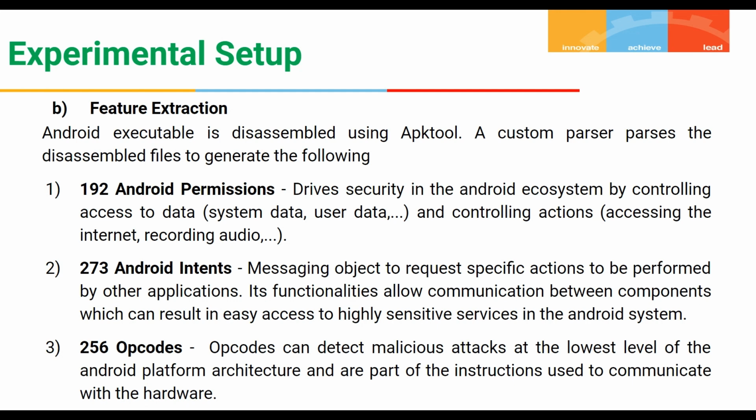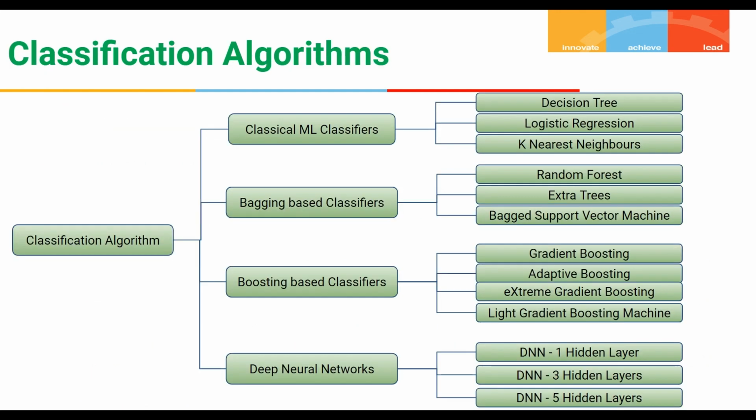Android intents allow communication between components. This can result in easy access to highly sensitive services in the Android system. Opcodes are the first byte of an instruction. It indicates the actual operation performed by the processor and it can detect attacks at the lowest level of the architecture. Hence we've used these three features.